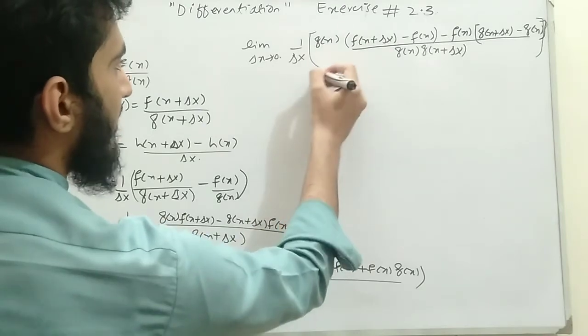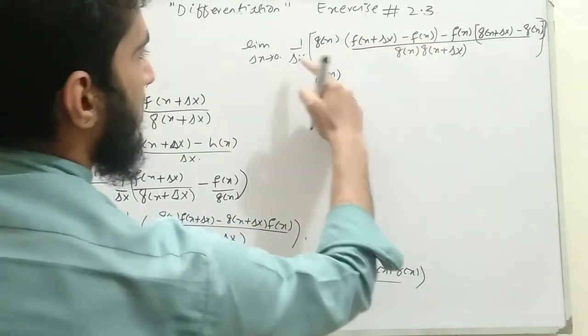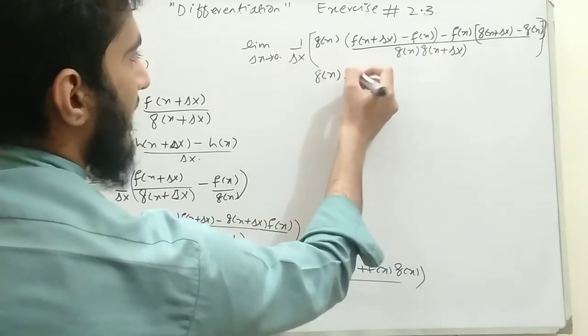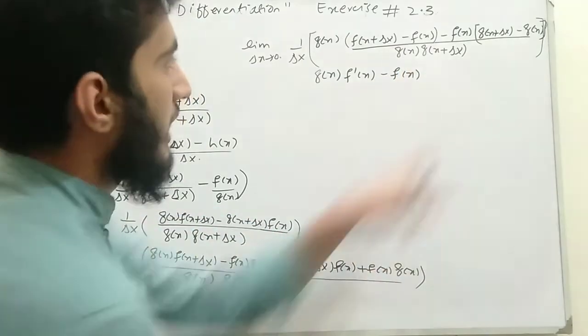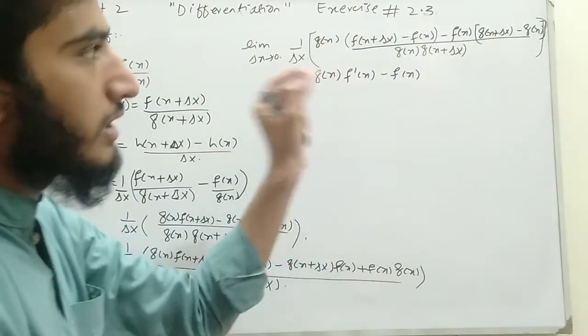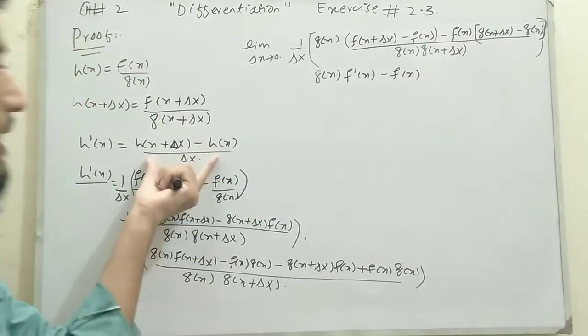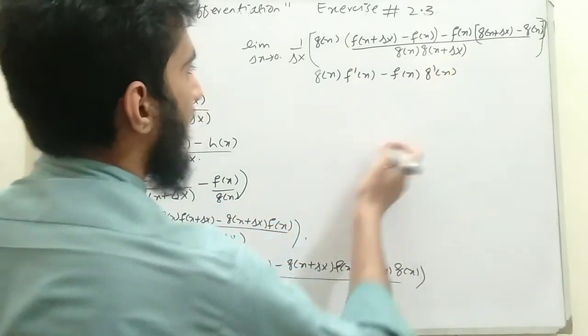So it becomes g of x. And here f of x plus del x minus f of x divided by del x will equal f prime of x, the derivative of f of x, and minus f of x, and g of x plus del x minus g of x divided by del x will be equal to the derivative of the function g of x using the first principle rule. So it will be equal to g prime of x, the derivative of g of x.